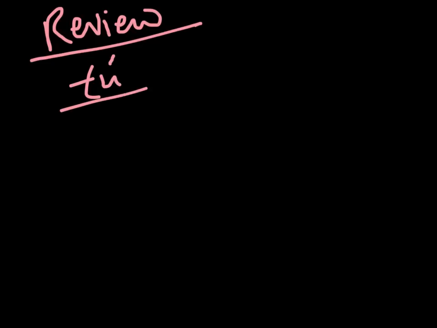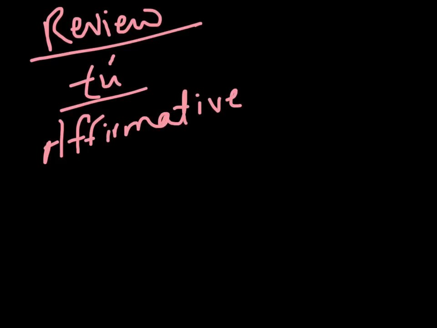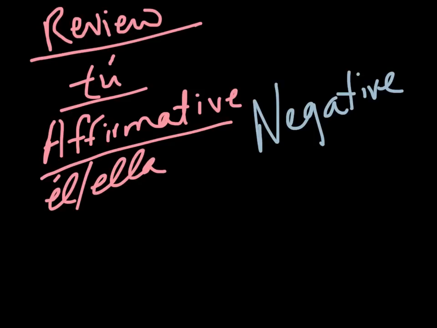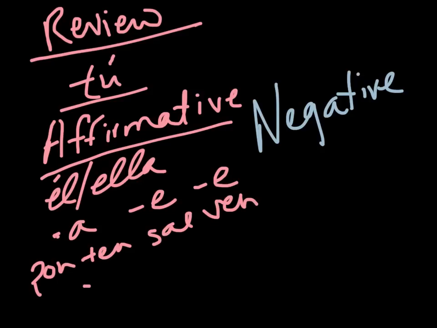Okay, remember that positive commands, affirmative commands, are when you're saying to do something, and then we have negative commands when you're saying not to do something. Okay? Affirmative commands take the ella form, which means that an AR verb will end in A, an ER verb will end in E, and an IR verb will end in E. And then we have our 8 irregulars: pon, ten, sal, ven, di, sé, ve, haz.